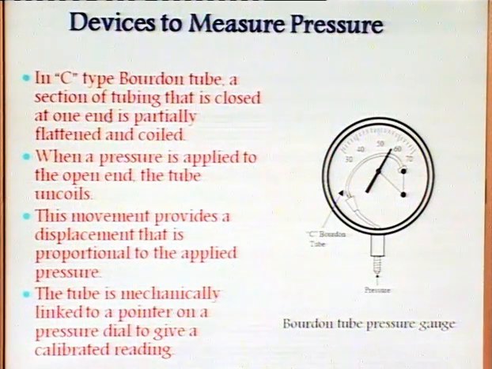So, this is a section of tubing that is closed at one end and is partially flattened and coiled. When a pressure is applied to the open end, the tube uncoils, and this movement provides a displacement that is proportional to the applied pressure. So, we can easily find out the pressure with the help of this tube.